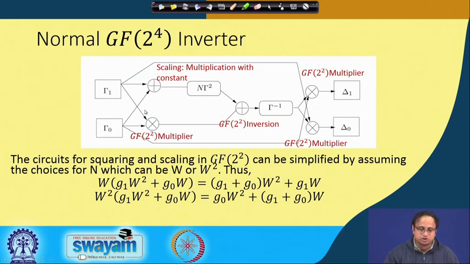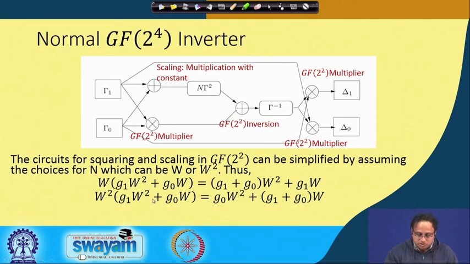we can again take a look at the lower GF(2^4) inversion. Again, it can be worked out exactly in the same fashion as what we have seen previously, but now the sub-computations are in GF(2^2). Okay. So the circuits for squaring and scaling in GF(2^2) can be simplified by assuming the choices of n, which can be either W or W square. And depending upon that, you probably have to do a scaling with W or a scaling with W square.